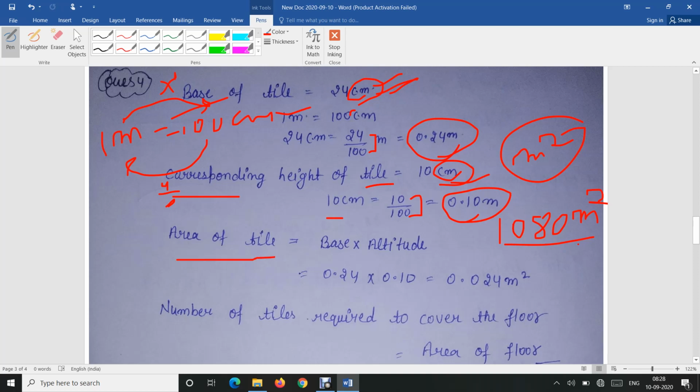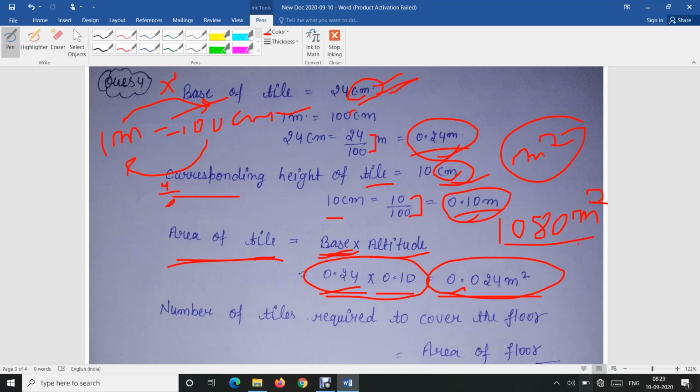Now the area of the tile. Remember what I told you, the area of a parallelogram is base multiplied by height, and the height is also the altitude. So the base is 0.24 meter and the height is 0.10 meter. So the answer is 0.024 meter square. So the area of the tile is 0.024 meter square.